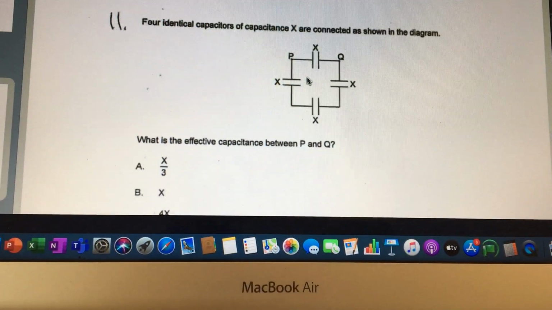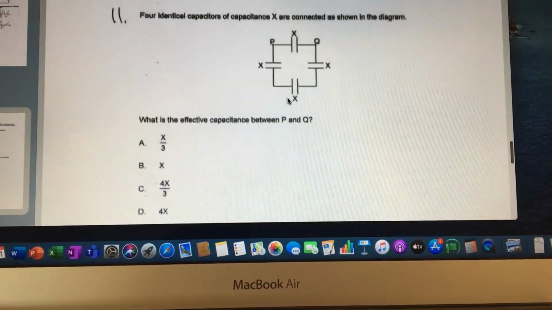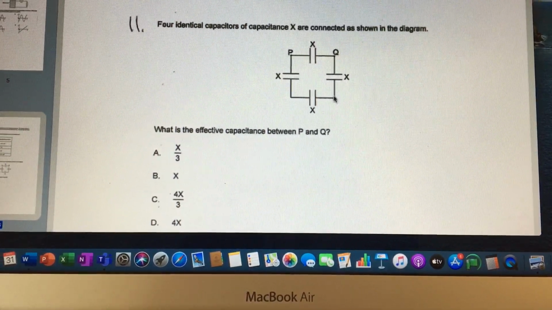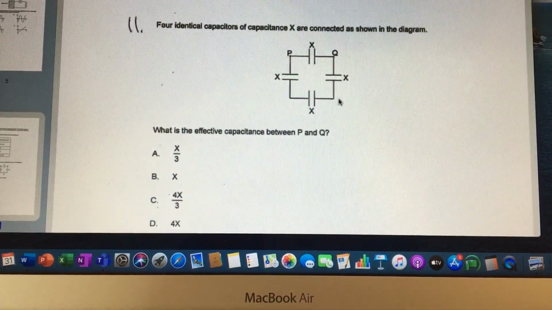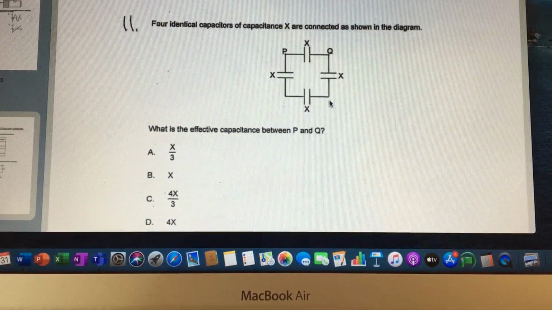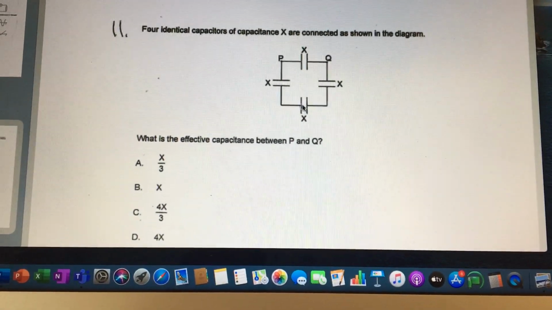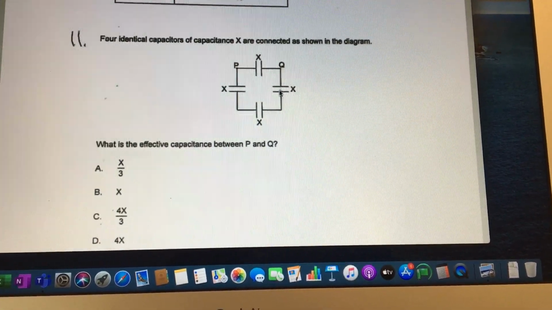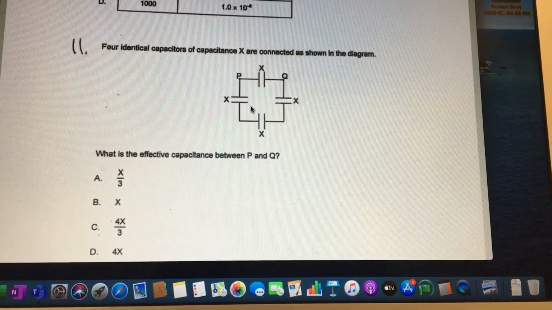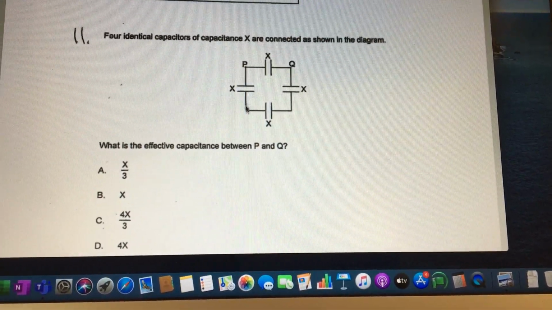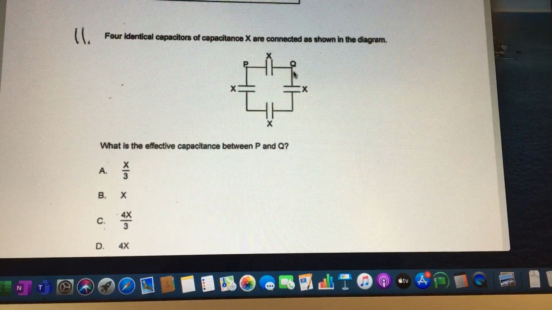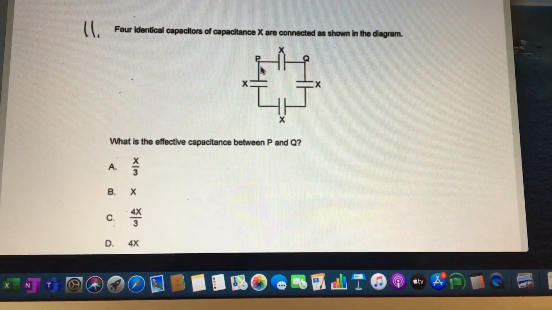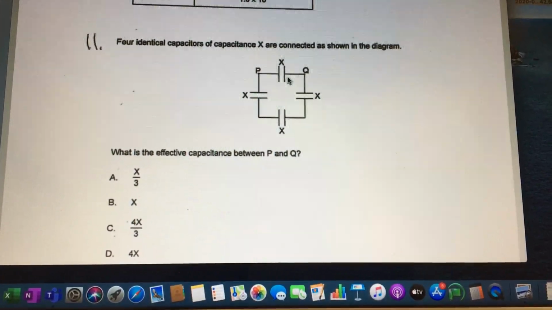The last of the multiple choice questions, question 11. So we deal with this route first, is what I did. This way round, or that way, sorry, P to Q, same difference. 3 capacitors in series, which means 1 over the total capacitance down this route is 1 over x plus 1 over x plus 1 over x, which is 3 over x. So this route is 3 over x, but invert it, it's x over 3. So this route is 1/3 x capacitance, and this route is x capacitance.